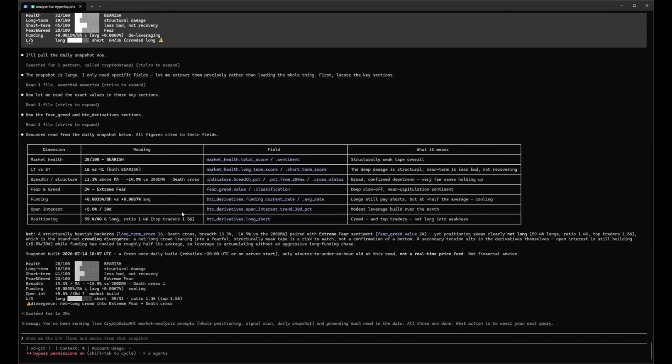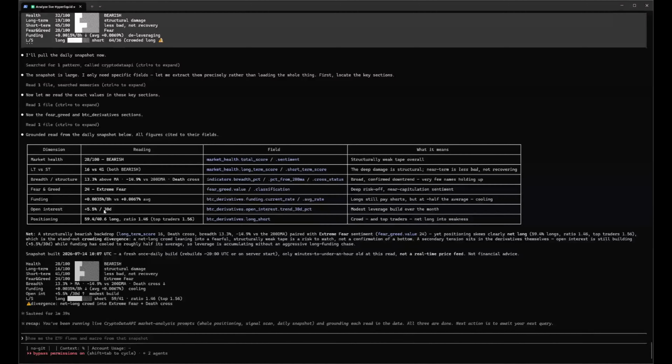Let's take a look at the data we received from the prompt. We can see we have this nice table showing the analyst criteria. So we have the market health sitting at 28 out of 100. It's currently a bearish market, which is true. Then we have the long-term versus short-term, also both bearish scores, with the short-term being slightly higher, showing maybe a little bit of short-term momentum upwards.